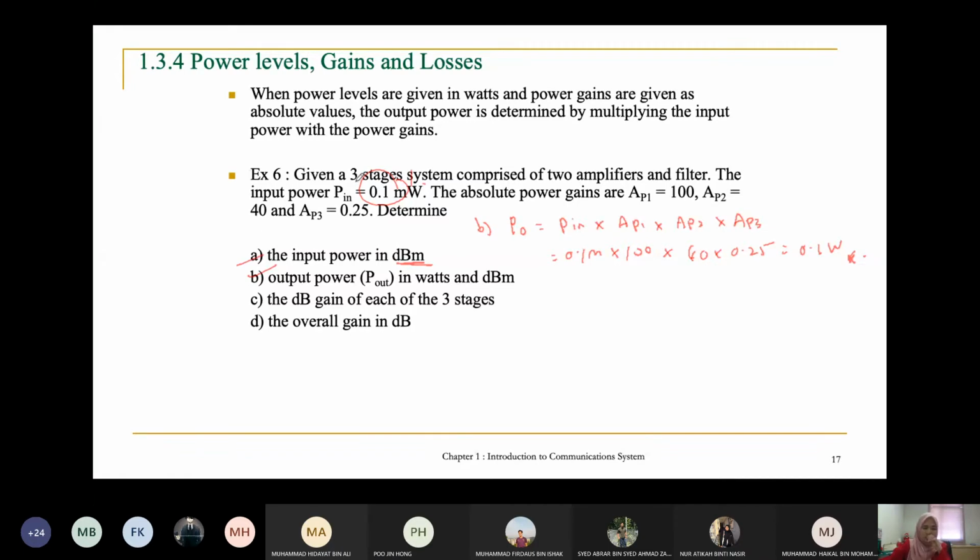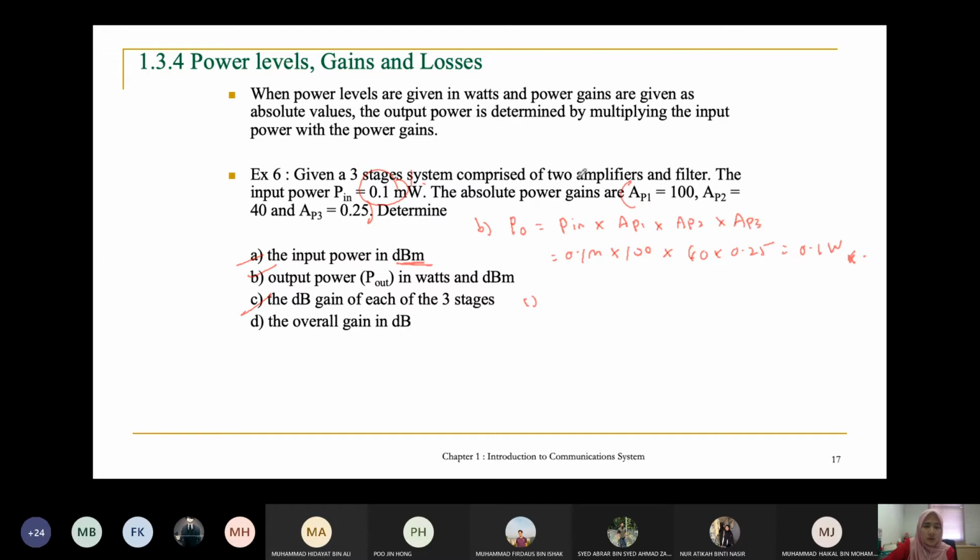Okay, so now the next question. Find the dB gain of each of the three stages. So over here you have three stages, three gains. But all the gains are in absolute values. The question asks you to convert the gains in absolute value into decibel. So to convert absolute values into decibel, you can just multiply with 10 log.